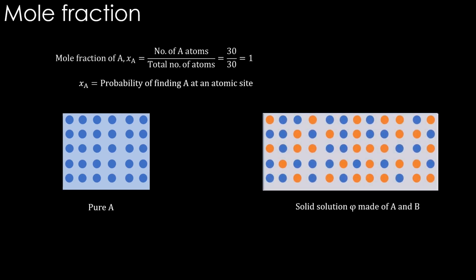Now, consider this system. It's a solid solution of A and B called Phi. The orange colored ones are B atoms. Here the mole fraction of A is 30 divided by 60, which is 0.5. It means the probability of finding an A atom in an atomic site is 0.5, 50% chance.